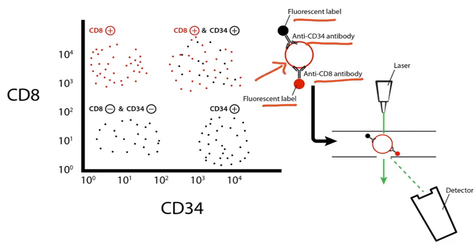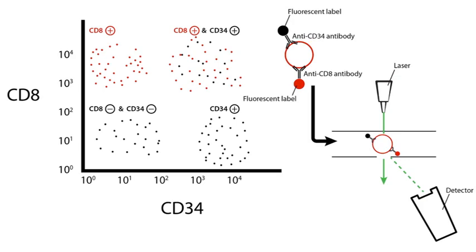From here, the solution is placed in the flow cytometer, which is represented right here, and then the machine uses a laser which activates the fluorescent label. Notice that some of the light is scattered, and you can see that right here. This scattered light can be analyzed by the detector and then plotted out on a scatter plot.